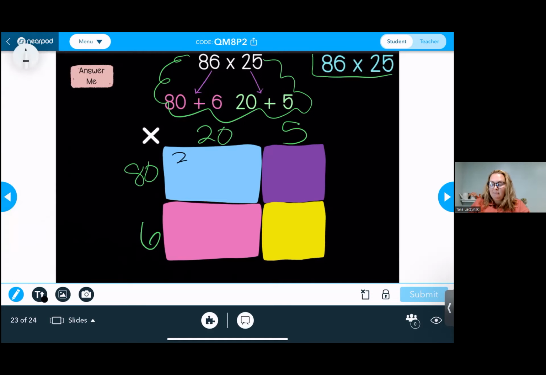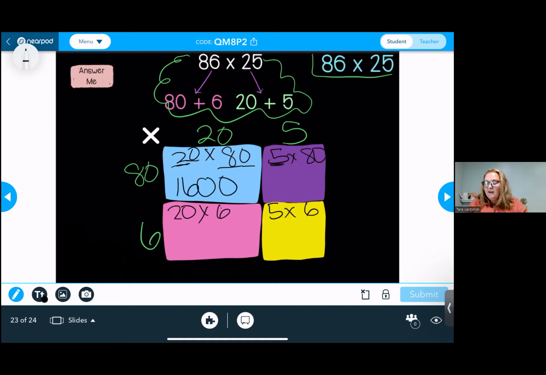So 20 is my up and down number. It's blue and pink. 5 is my up and down number. It's purple and yellow. 80 is my side to side number. It's blue and purple. 6 is my side to side number. It's pink and yellow. Okay. We multiply. 2 times 8 is 16. I have 2 zeros. 5 times 8 is 40. I have 1 0. 2 times 6 is 12. I have 1 0. 5 times 6 is 30.